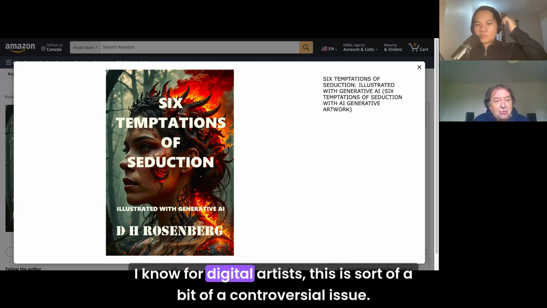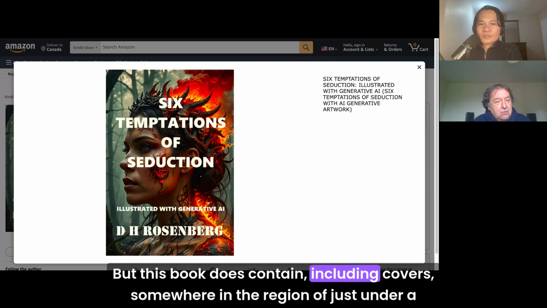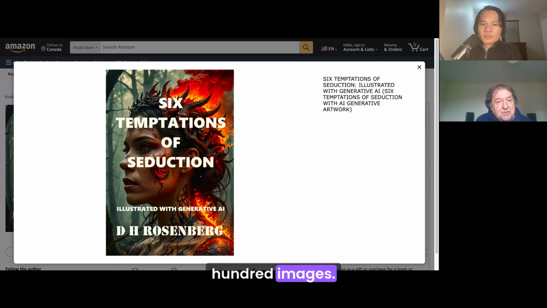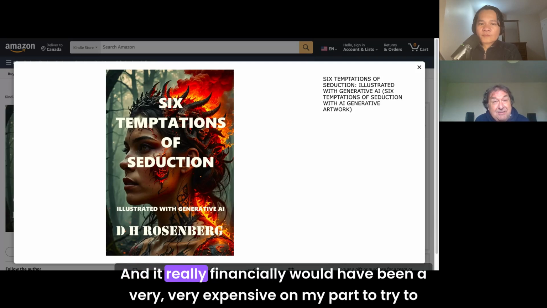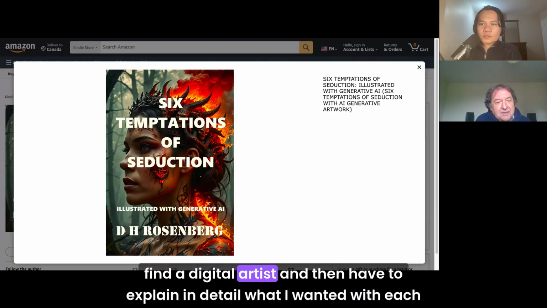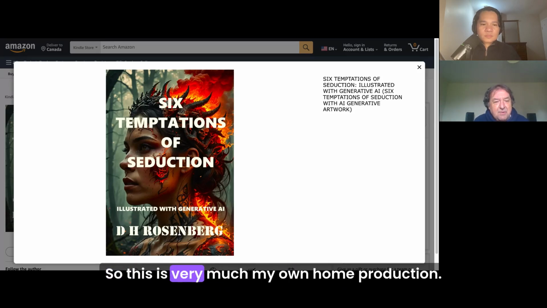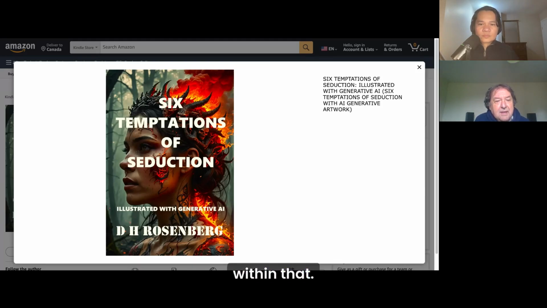I know for digital artists this is a bit of a controversial issue, but this book does contain, including covers, somewhere in the region of just under 100 images. It would have been very, very expensive on my part to find a digital artist and then explain in detail what I wanted with each image. So this is very much my own home production.